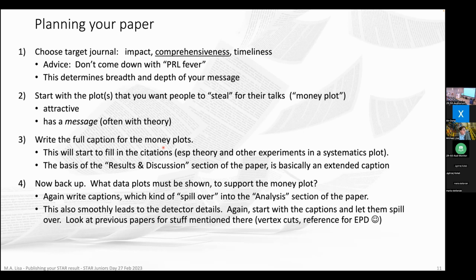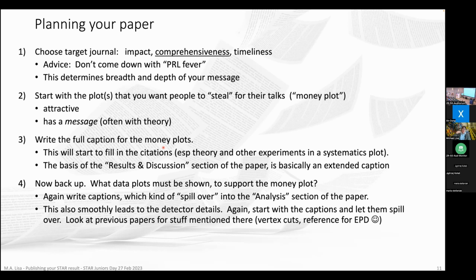Once you've done this, you have your results and discussion, and you've got to say what kind of data plots must be shown to support the money plot. For example, if these are HBT radii, I think it's usually a very good idea to show the correlation functions themselves, spherical harmonic decompositions, or who knows, something like this. Event plane resolution, that sort of thing. So basically, start with the money plots, fill in results and discussion, and then find what kind of data plots should be done to support it. Again, write out full captions, and that'll spill over into the analysis detail section.